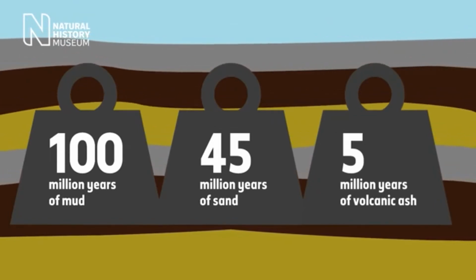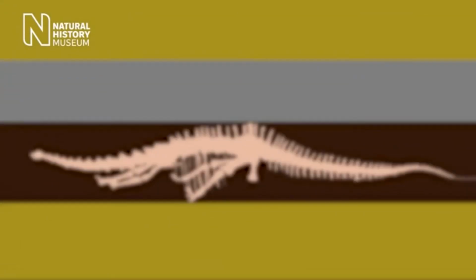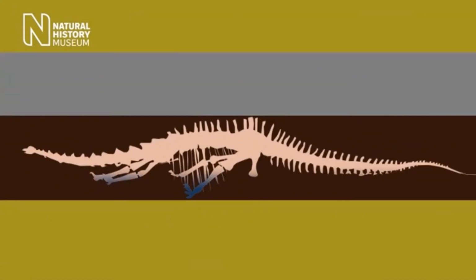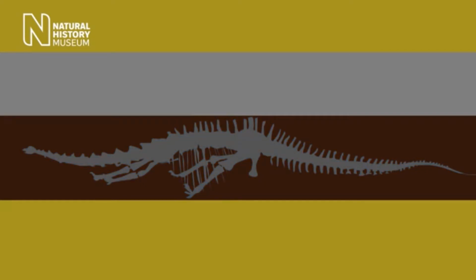The layers of mud, sand, and ash turned into hard, sedimentary rocks. While this was happening, water seeped into the bones. It left behind minerals, turning the bones to stone and creating a fossil.